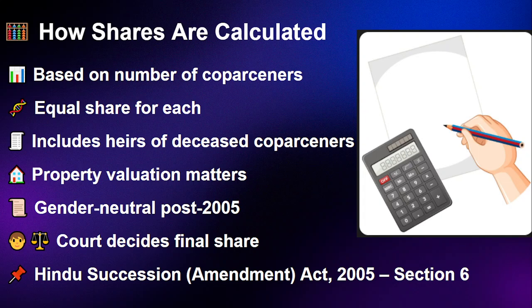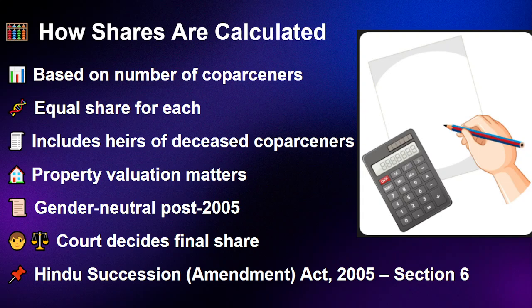Calculating shares in a partition suit depends on the number of copartners. Each copartner is entitled to an equal share, regardless of age or income. If a copartner has passed away, their legal heirs inherit their portion. This includes children, spouse, and in some cases, parents.